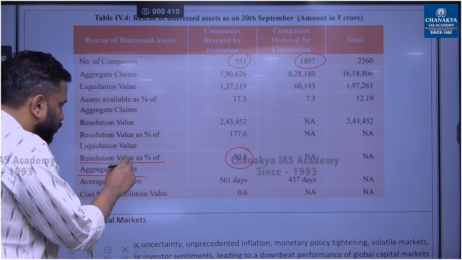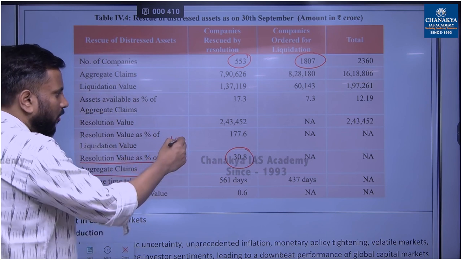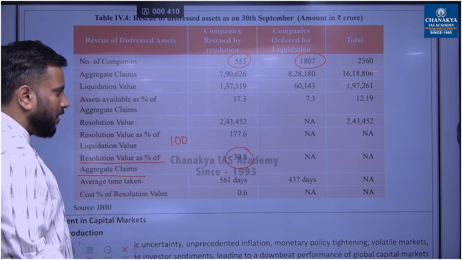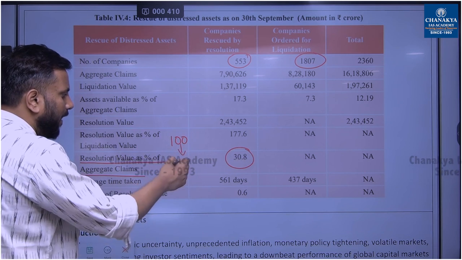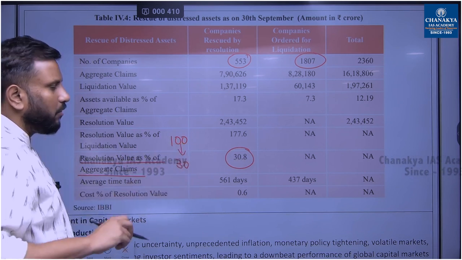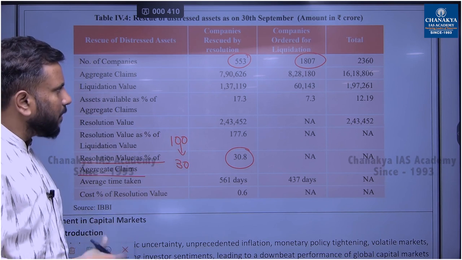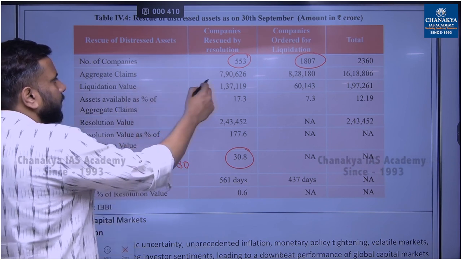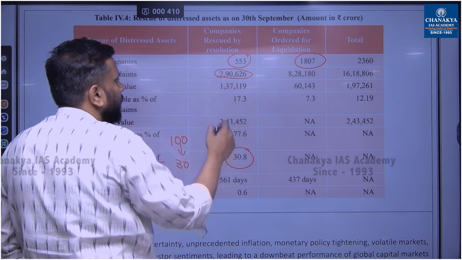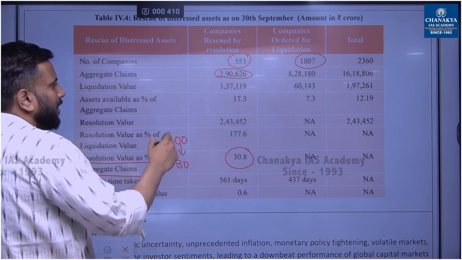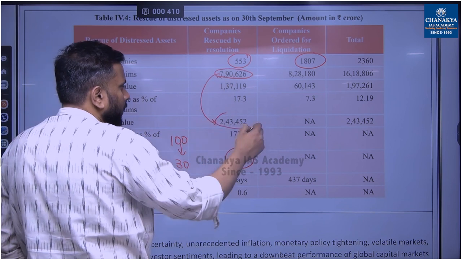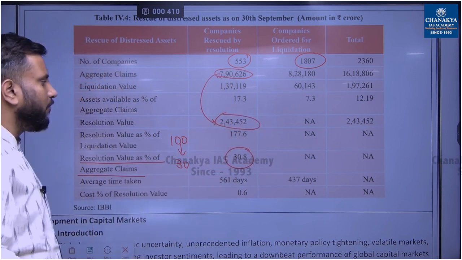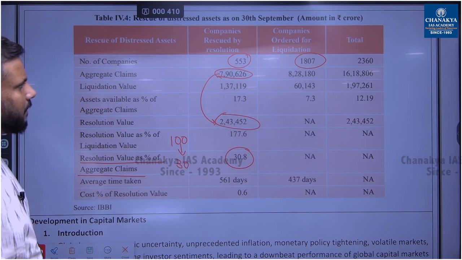सो दिस इज द रिजोल्यूशन वैल्यू. So total value of the claims was 100, जो banks को चाहिए था, but इससे कितना resolve हो के आ पाया, 30 rupees. So 30 by 100, that is equal to 30%. So only 30% of the, तो ये देखो, ये aggregate claims है, 7,90,626 करोड़, ठीक है, 7,90,000 इतना claim था banks का, और banks को मिला कितना, इतना, 2,43,452. So basically 31% आया.